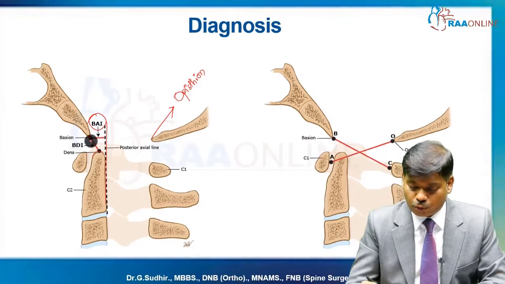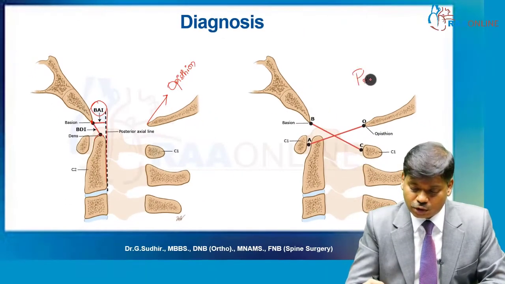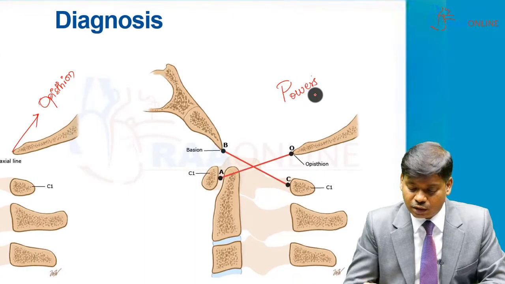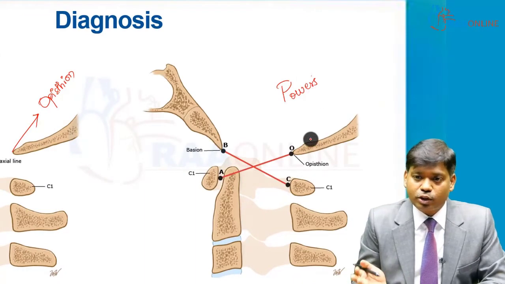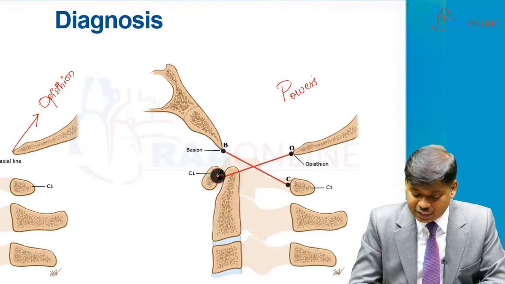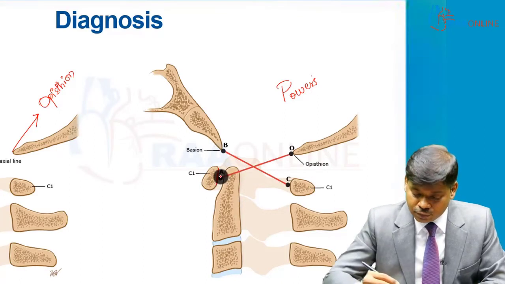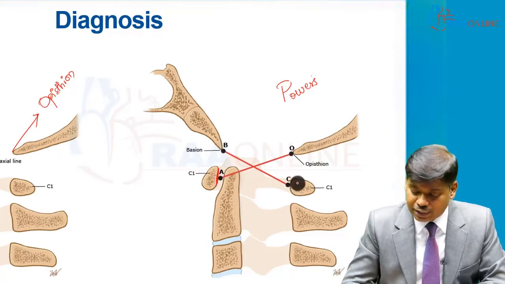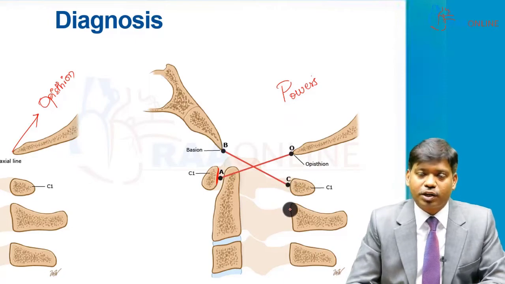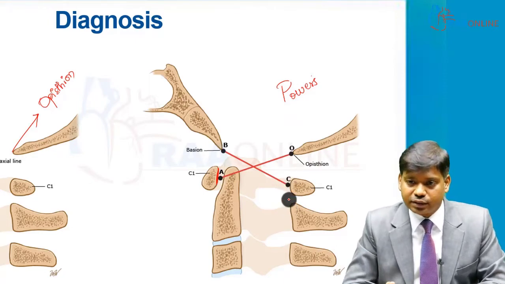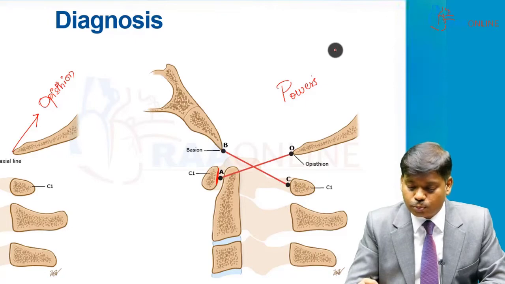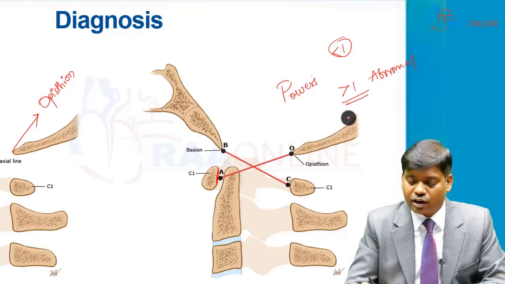So the next most important thing is the Powers ratio. The Powers ratio is nothing but the ratio between the distance from the opisthion to the posterior aspect of the anterior arch of atlas, divided by the distance from the basion to the anterior aspect of the posterior arch of atlas. Normally the ratio should be less than 1. If it is greater than 1, it is abnormal. So these are the important radiographic parameters.